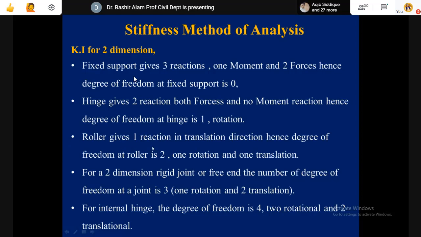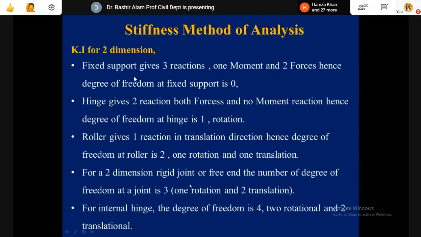Now, a roller gives one reaction in the translation direction, hence the degree of freedom at a roller is 2. Let's say the roller is resting on a horizontal surface, so it is offering resistance in the vertical direction. It is restraining the displacement in the vertical direction. Horizontally it can move and it can rotate also. So it has 2 degrees of freedom, one rotation and one translation.